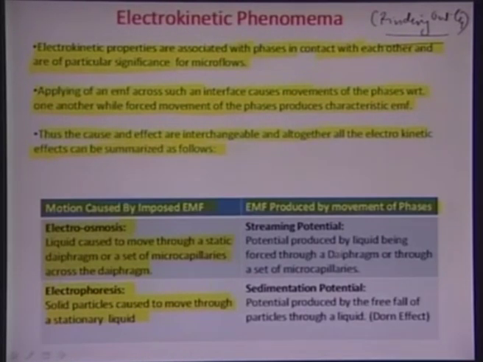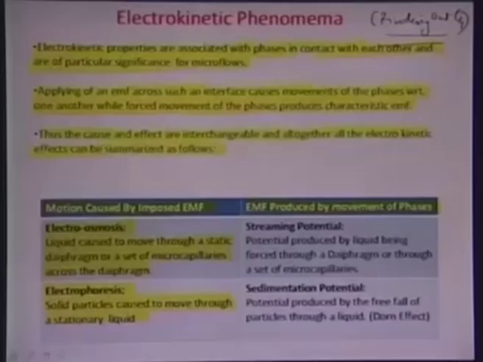The other two phenomena of importance, and these four phenomena are really important for sensing and microfluidic applications, are those categorized in the subtype where EMF is produced by forcing, using pressure driven flows, one fluid or one interface over another surface. So one such phenomenon is called the streaming potential. It is a potential produced by liquid being forced through a diaphragm or through a set of microcapillaries in the diaphragm. Okay. So if you are forcing this liquid phase over a solid phase, essentially with some kind of a diaphragm which has all these microcapillaries, it causes a potential because of the flowing fluid. It is also known as the streaming potential.